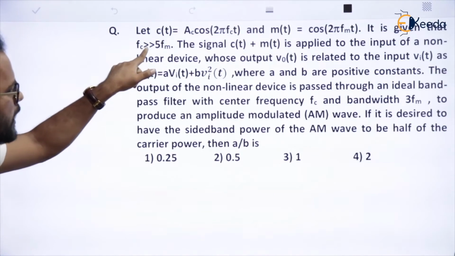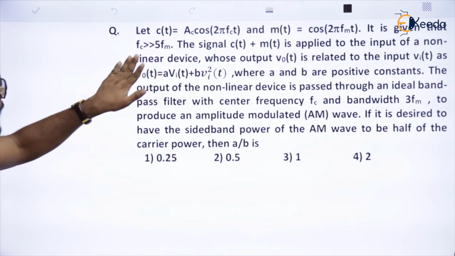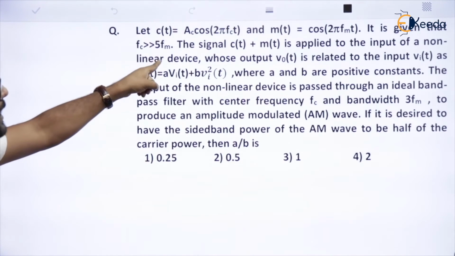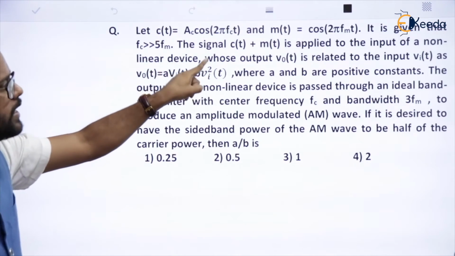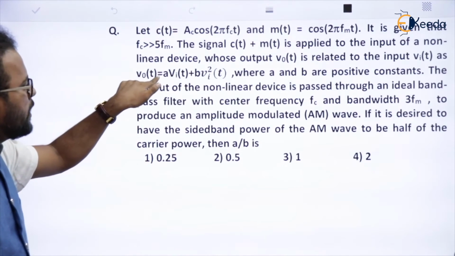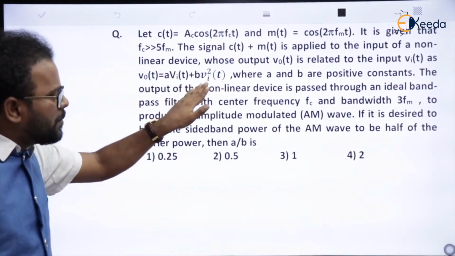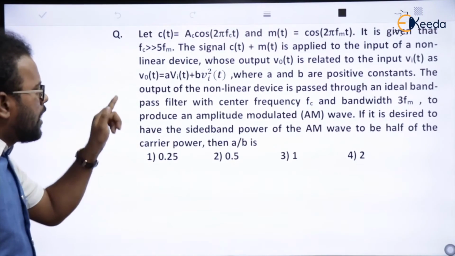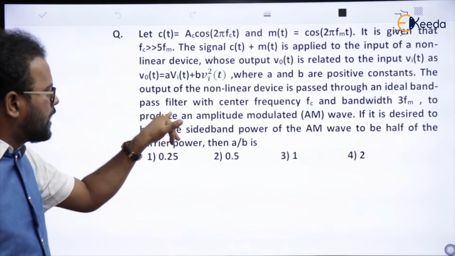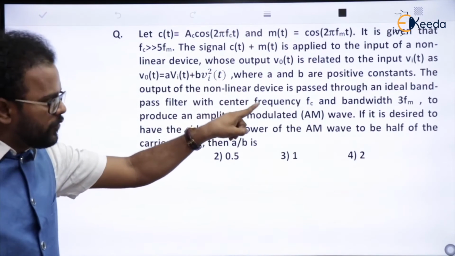Let C of t equal to AC cos 2 pi fct, M of t is cos 2 pi fmt. Given that Fc far greater than 5 fm. This signal C of t plus M of t is applied to a input of a nonlinear device. V naught of t equal to A Vi of t plus B Vi square of t, where A comma B are positive constants. The output of a nonlinear device is passed through an ideal band pass filter with a cutoff frequency Fc, bandwidth 3 FM.